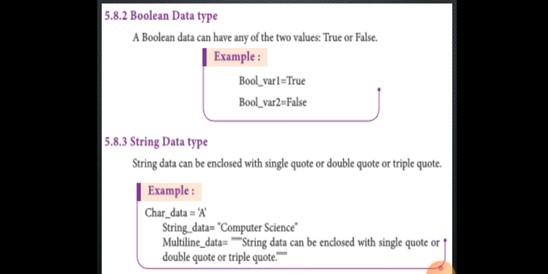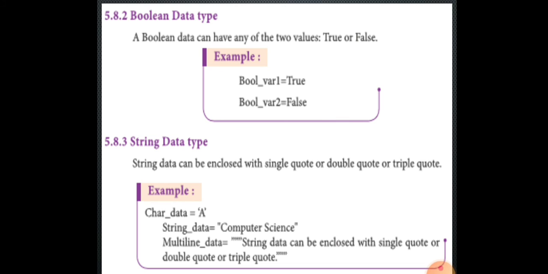Okay, now you can see the string data type. String data can be enclosed with single quotes or double quotes or triple quotes. We already learned this in literal types, string literals. So what is meant by string? A sequence of characters is known as a string. In Python we can use either single quotes or double quotes or triple quotes to represent string data.